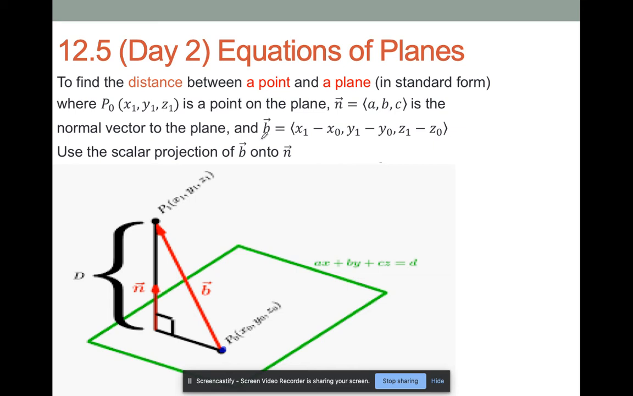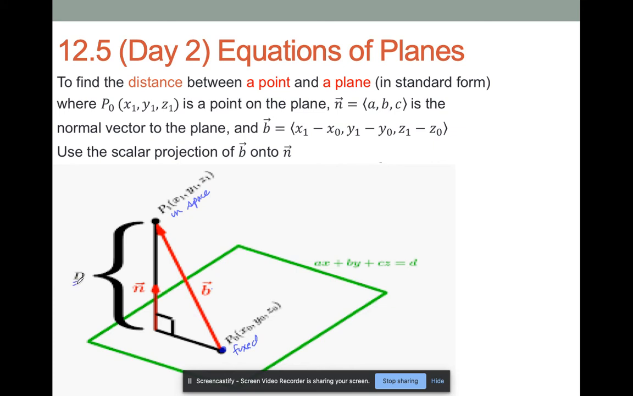And then you have vector B. Vector B goes from the fixed point on the plane up, out, over, down, wherever this point in space is, off of the plane. So the length of vector B is not the distance from the point to the plane, right? Because distance is defined to be the shortest distance.